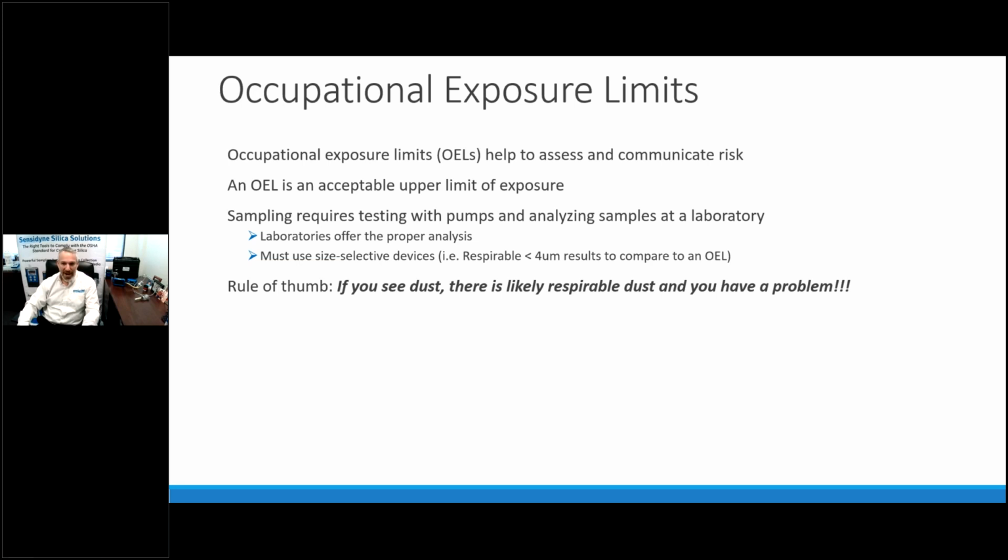But respirable fraction, again, is that less than 4 microns in size, and again, compared to the respirable occupational exposure limit. As a general rule of thumb, if you see high levels of dust, there's likely respirable dust in that, and there's probably a problem that's present in the workplace.